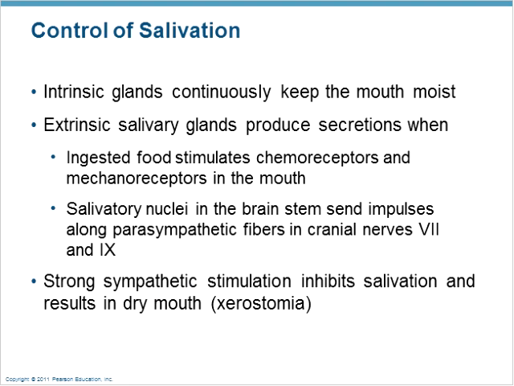Control of salivation. Intrinsic glands continuously keep the mouth moist. The extrinsic salivary glands produce secretions when ingested food stimulates the chemoreceptors and the mechanical receptors of the mouth. The salivary nuclei in the brain stem send impulses along the parasympathetic fibers of cranial nerves 7 and 9. And there's a strong sympathetic stimulation, which inhibits salivation and results in dry mouth, called xerostomia.